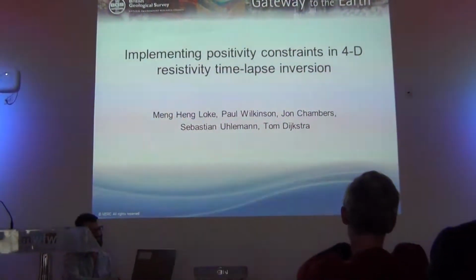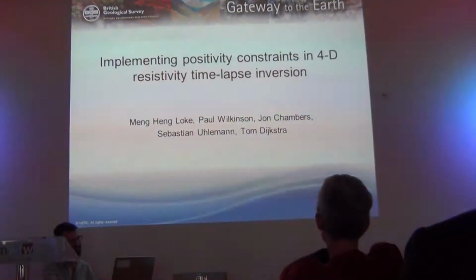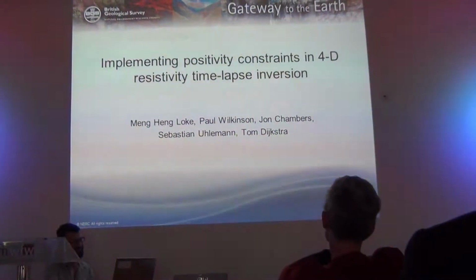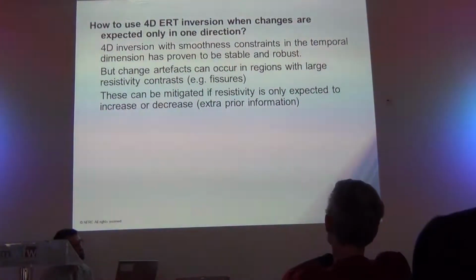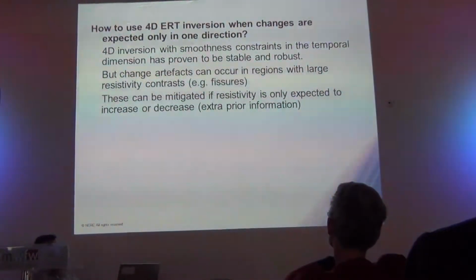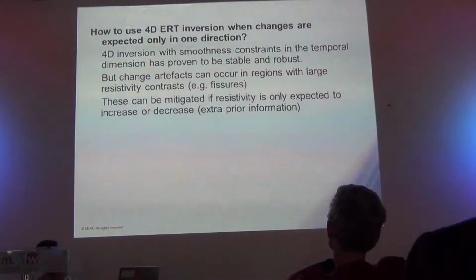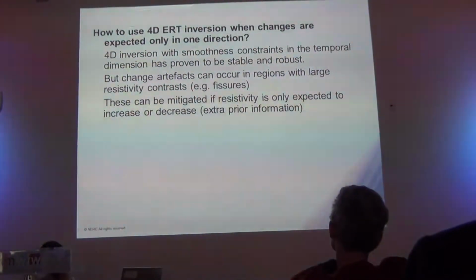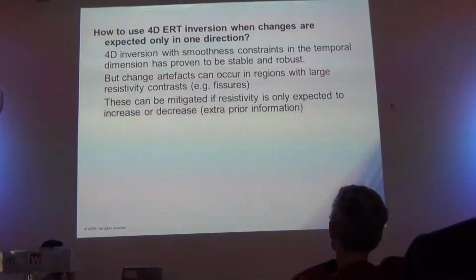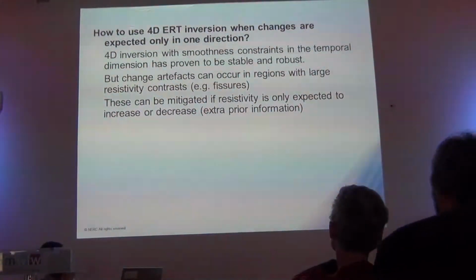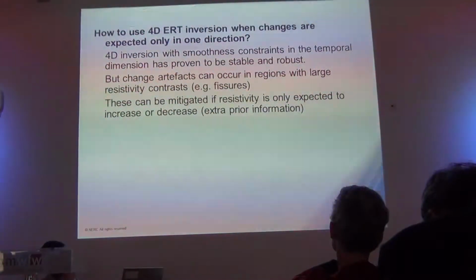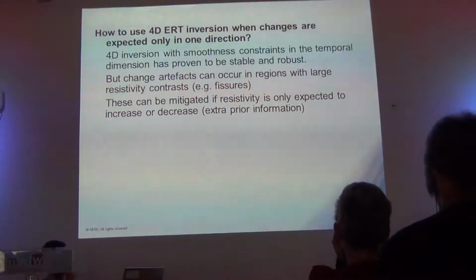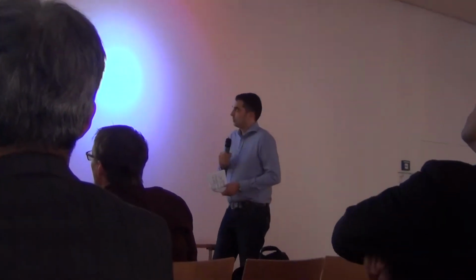The title here is Implementing Positivity Constraints in 4D Resistivity Time-lapse Inversion. And the issue here was, how do we use this 4D ERT inversion strategy when the changes in the model are only expected, or reasonably expected, in one direction? So imagine you have a situation where you can be fairly confident that your changes are only going to be towards the more conductive end.